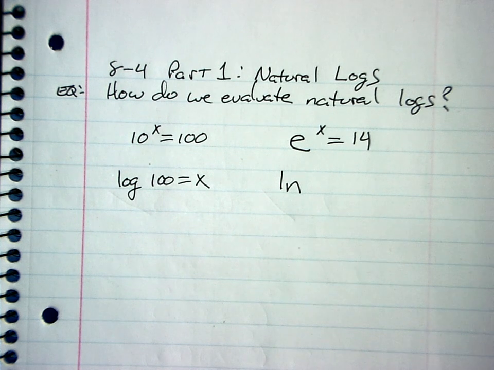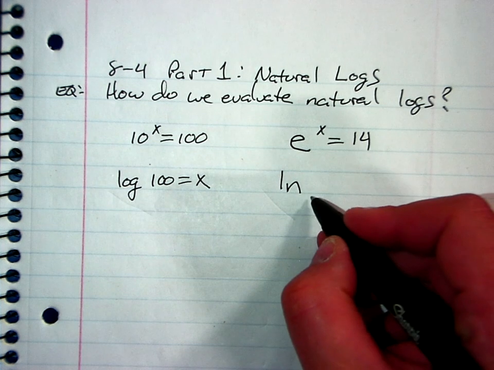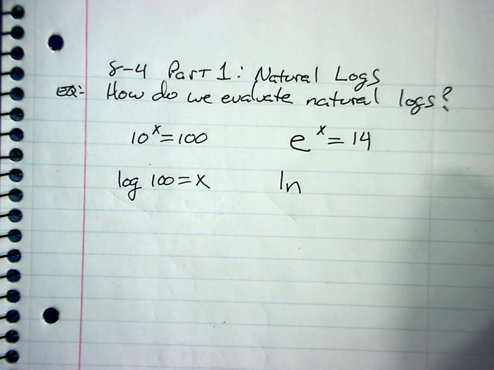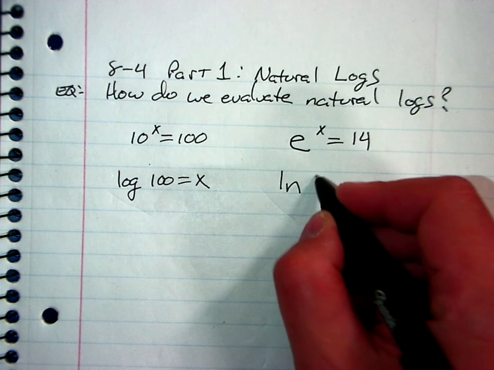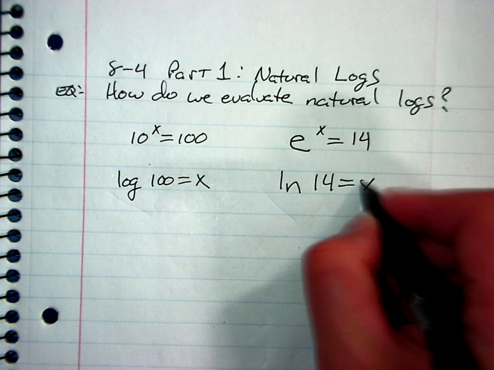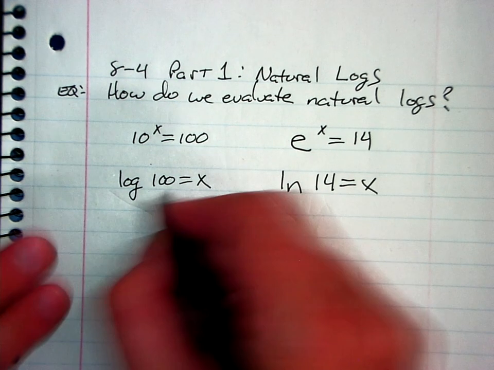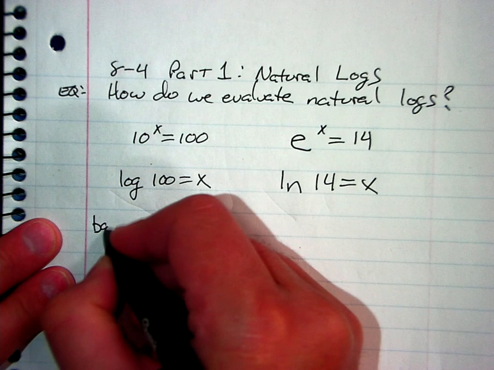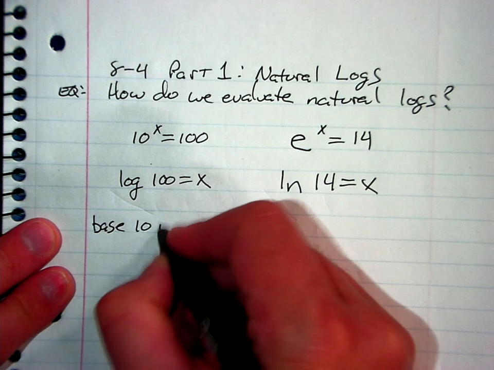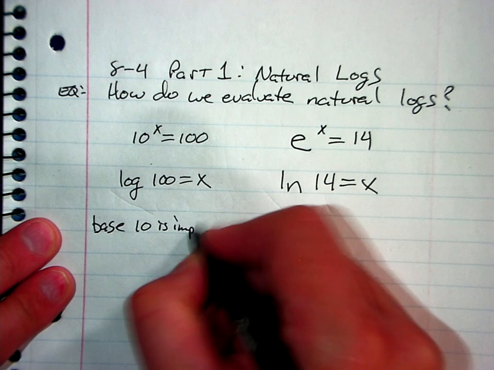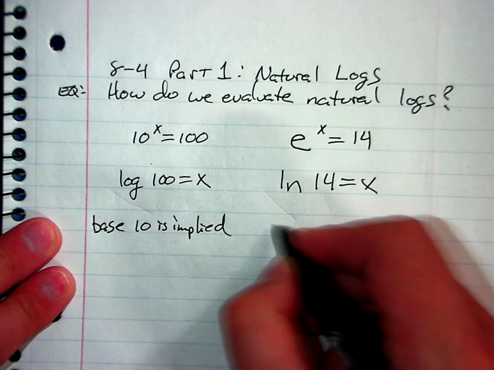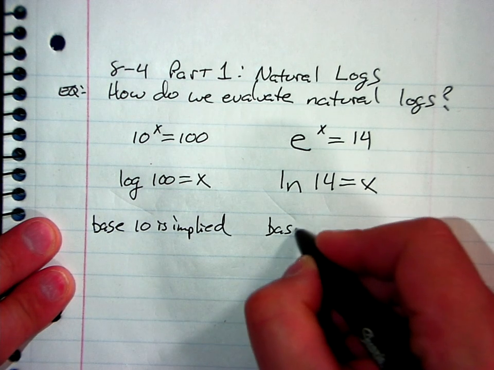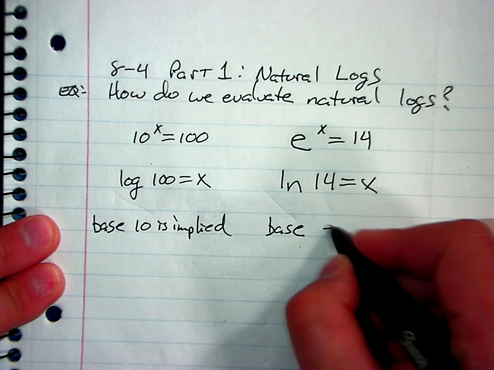All right, so Ln, then what happens to the E? The E is there, we just don't see it, so that's called implied. And then what happens to the 14 and the x? They switch sides. So it's the same thing as this. So on this one, base 10 is implied. And on this one, base E is implied.